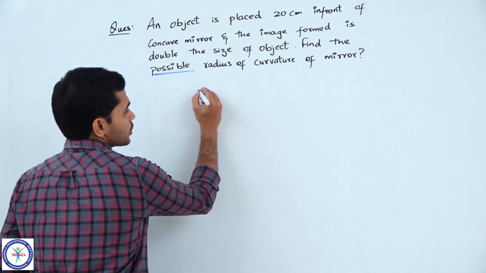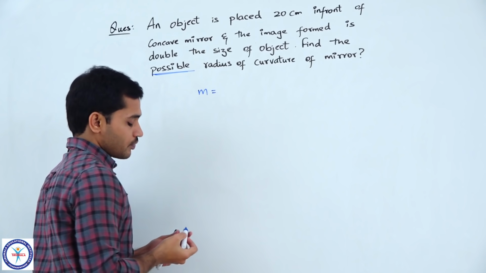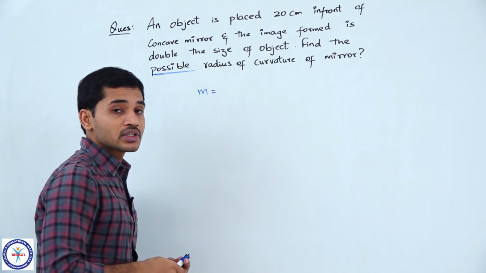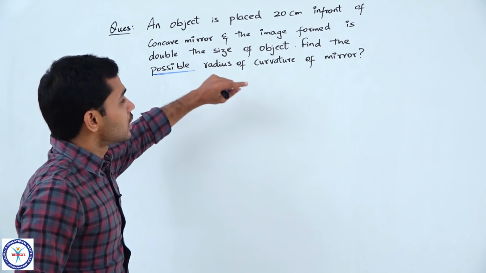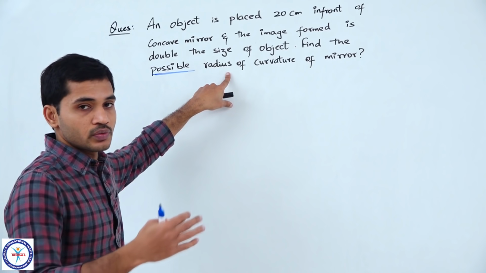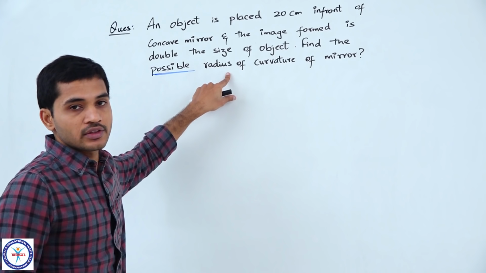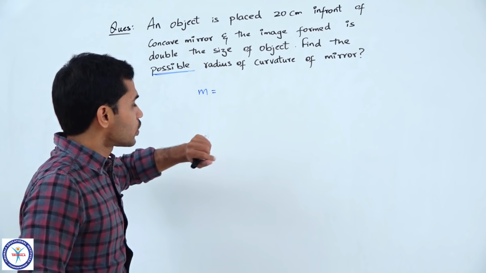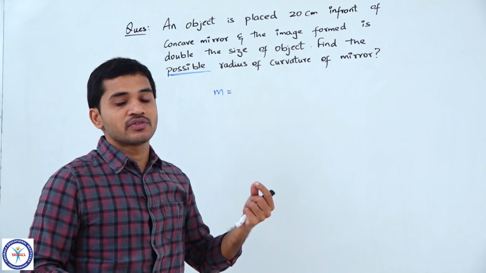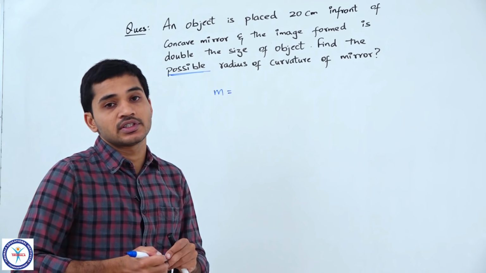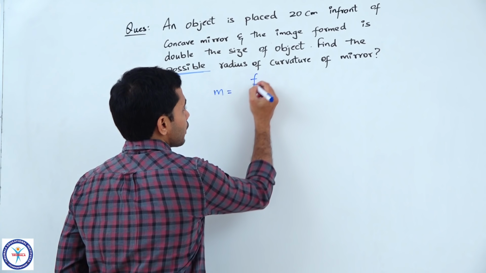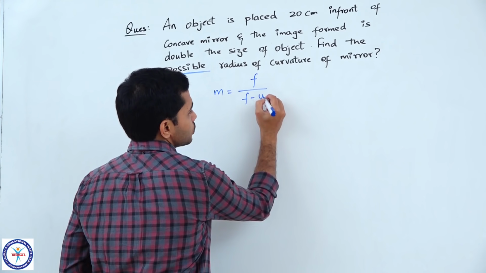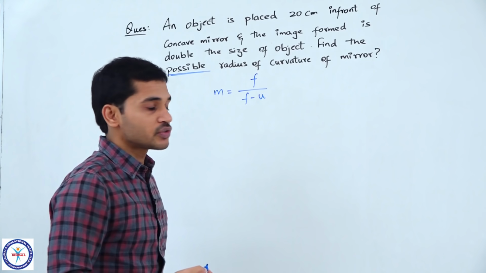So, we know the expression for magnification we have derived already, and instead of using the minus v by u expression which we know, because we need to find the radius of curvature which can be linked with the focal length of the mirror, I am going to use the formula which has the f term in it, the focal length in it. Which is f by f minus u. So, that is the expression for magnification which we have seen.